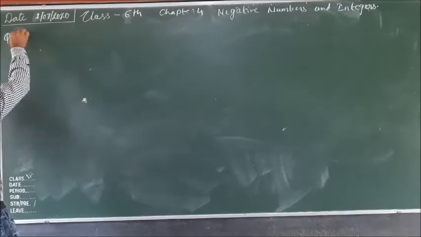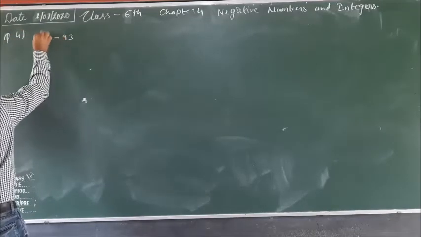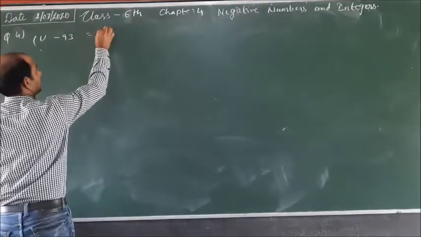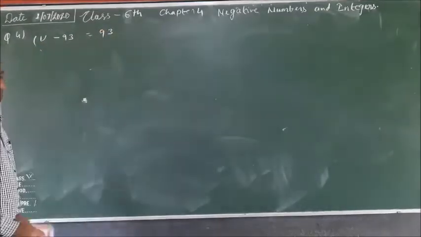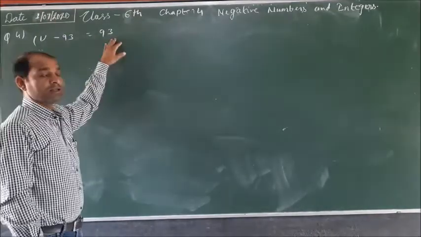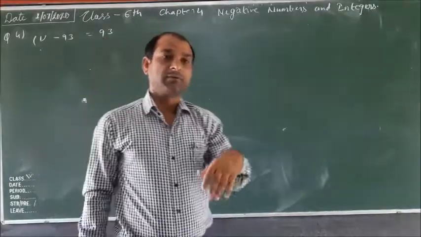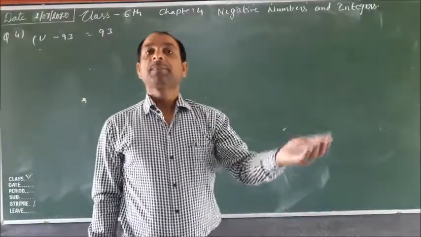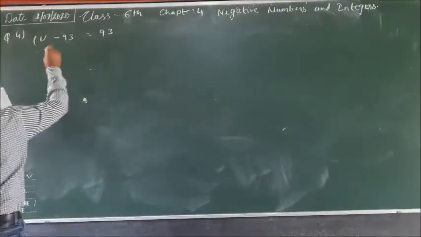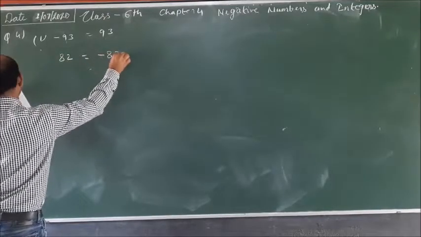Now the question number 4, dear students. First question is minus 93. The opposite of minus 93 equals 93. Because the opposite of a negative integer is a positive integer, and the opposite of a positive integer is a negative integer. So minus 93, so 93. Second, 82 equals minus 82.